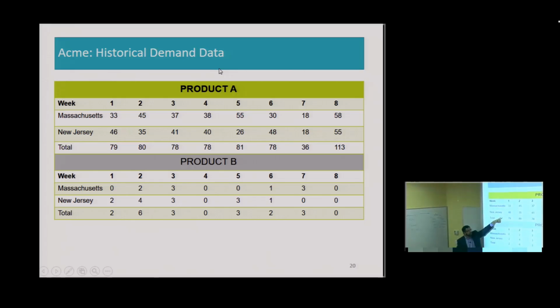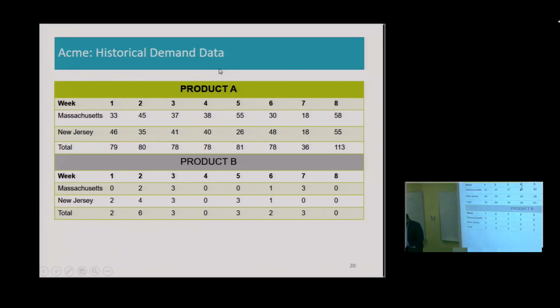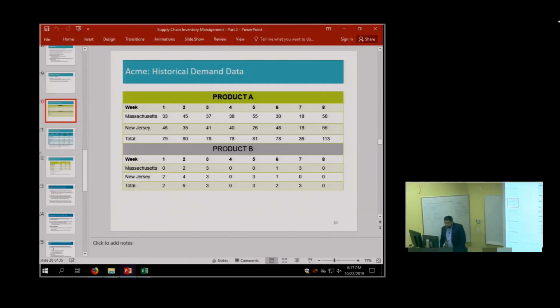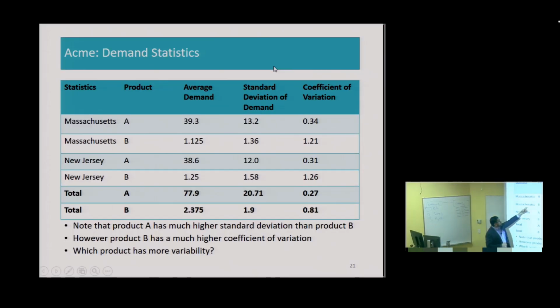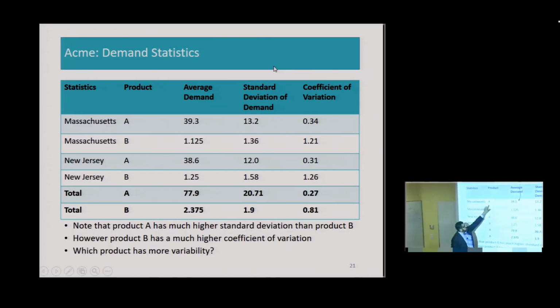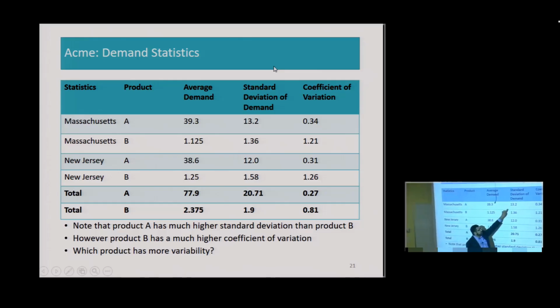Massachusetts, what's the demand over 8 months or weeks? New Jersey, what's the demand? And then product B, you can see it sells much less frequently. It's a low demand product, okay? Let's calculate some demand statistics. So for product A in this market, this is the average demand, this is the standard deviation.